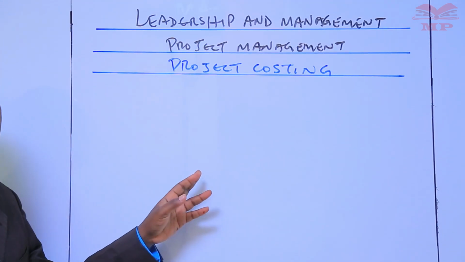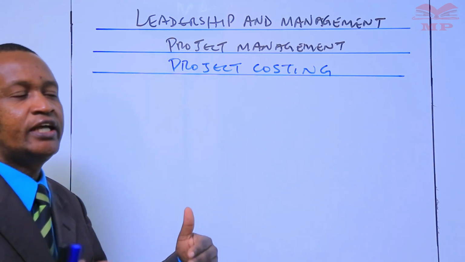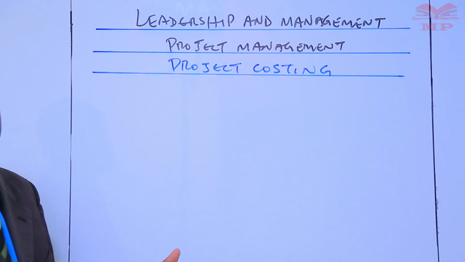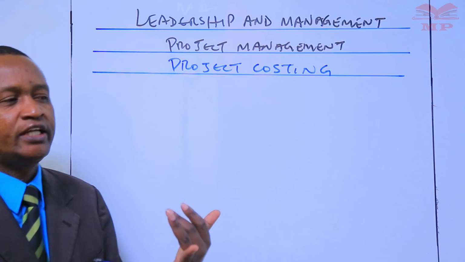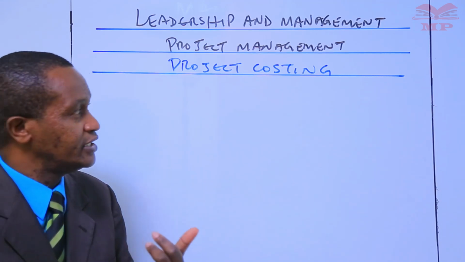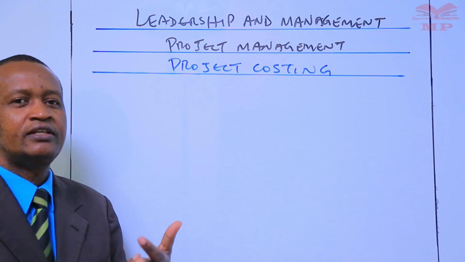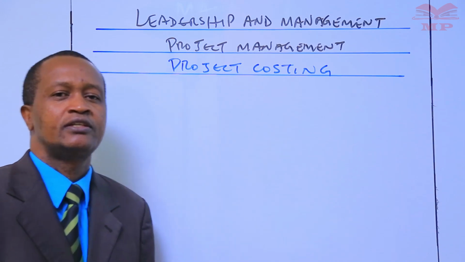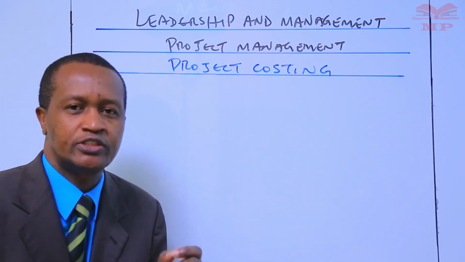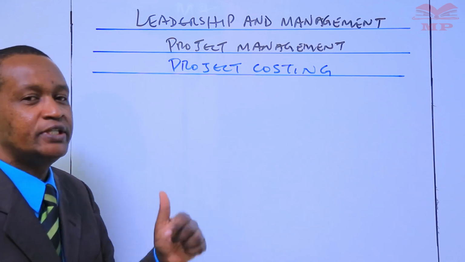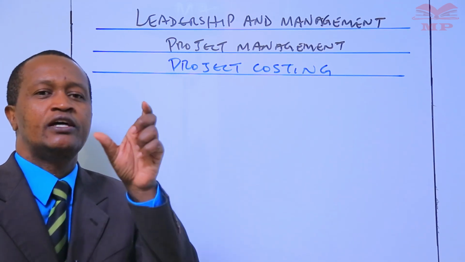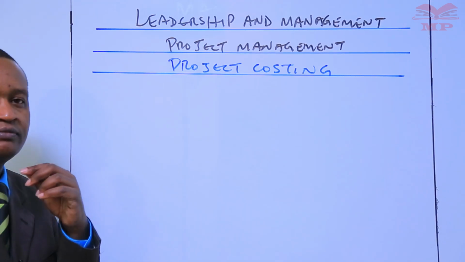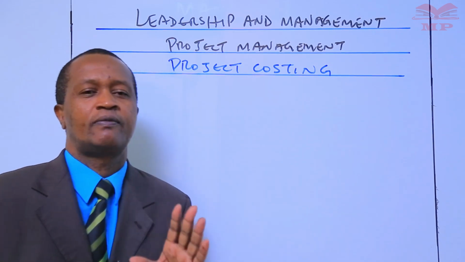But first of all, what does project costing involve? Candidates, project costing includes the processes involved in planning, estimating, budgeting, financing, funding, managing, and controlling costs so that the project can be completed within the approved budget. Okay? That's the meaning of project costing.